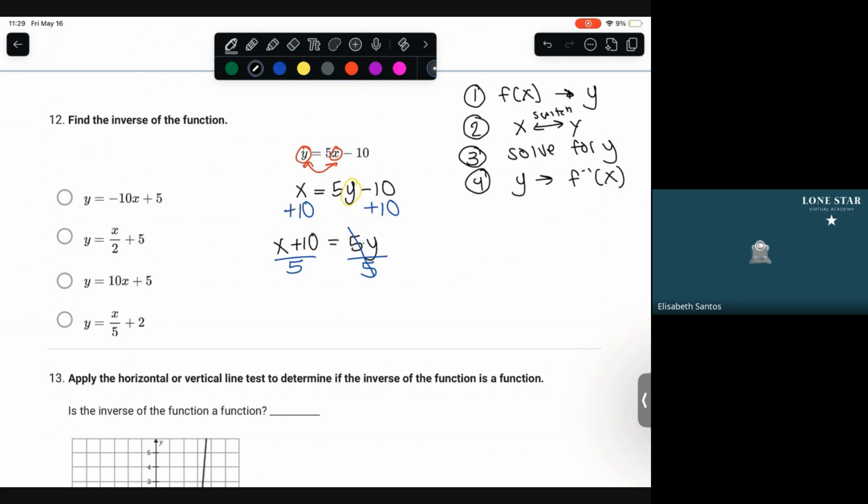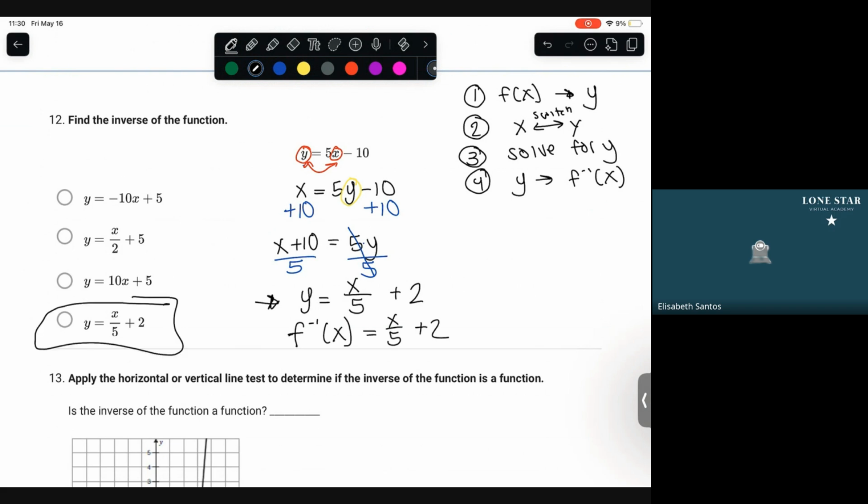And to get rid of that 5, we're going to divide both sides by 5. That gets canceled. We're left with y, and then I'm going to divide each term by 5, so x over 5. What's 10 divided by 5? 2. And then normally we would change this to f to the -1. But our answers aren't set up that way, so we can just look here, match it up. It should be this one.